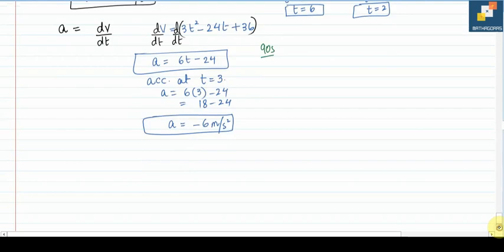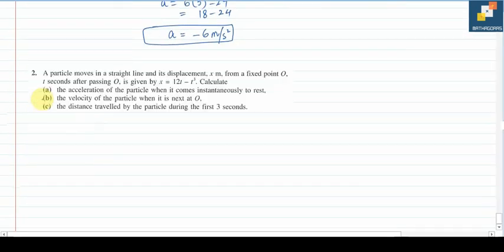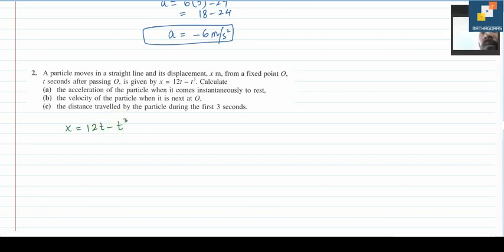Alright, moving on towards the next question. Question number 2. It says a particle moves in a straight line and its displacement x meter from a fixed point O, t seconds after passing O, is given by the expression for displacement, x equals to 12t minus t cube. Calculate the acceleration of the particle when it comes instantaneously to rest.